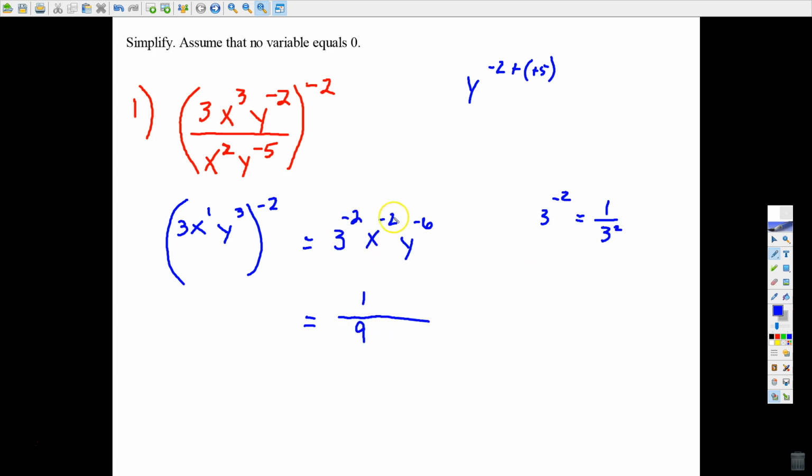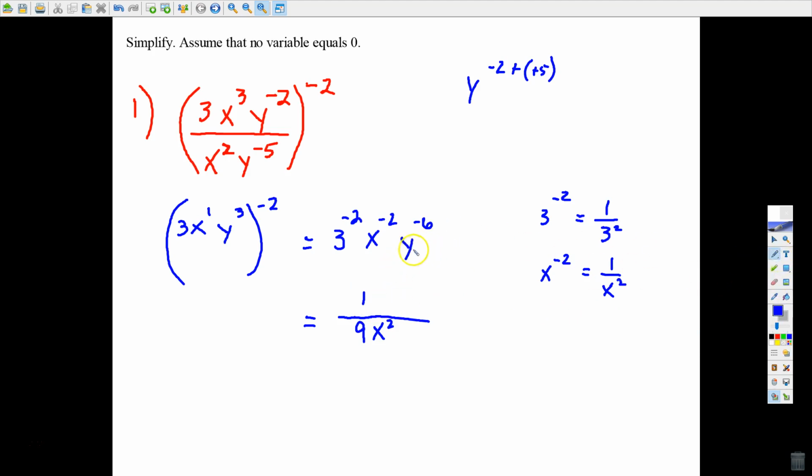Okay? x to the negative 2, same thing. x to the negative 2 is really the reciprocal of x to the positive 2. All right? So no need really to write another times 1 here. I'm just going to write 1 over x squared. It would be like multiplying 1 times 1, which is still 1.